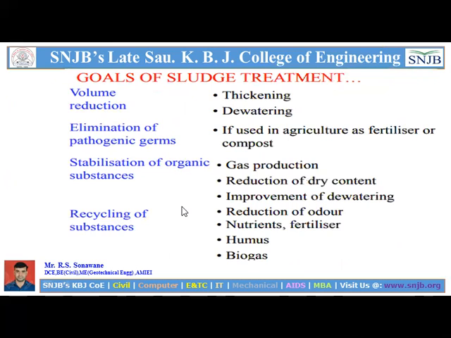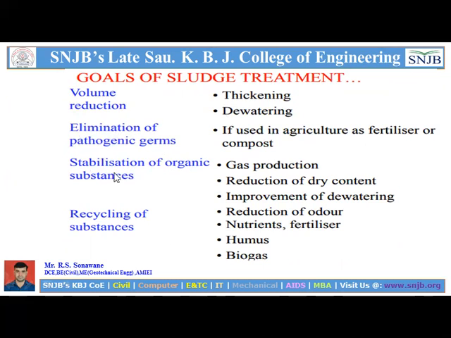Here are some goals of sludge treatment that I have shortlisted. The first goal is volume reduction, which may relate to thickening and dewatering. The second goal is elimination of pathogenic germs, if used in agriculture as fertilizer or compost, at that time you want to eliminate the pathogenic germs. Then the stabilization of organic substances.